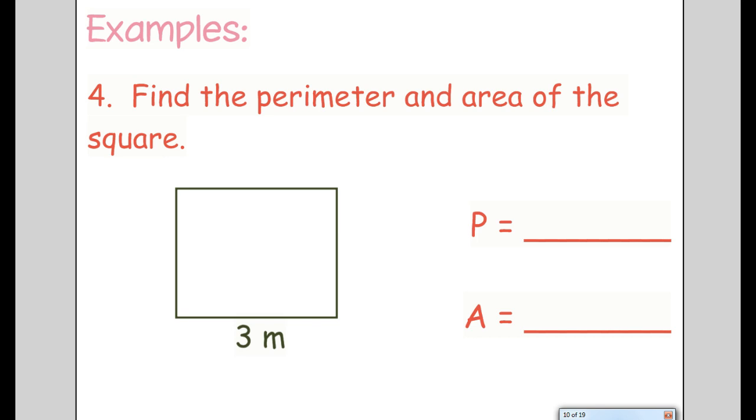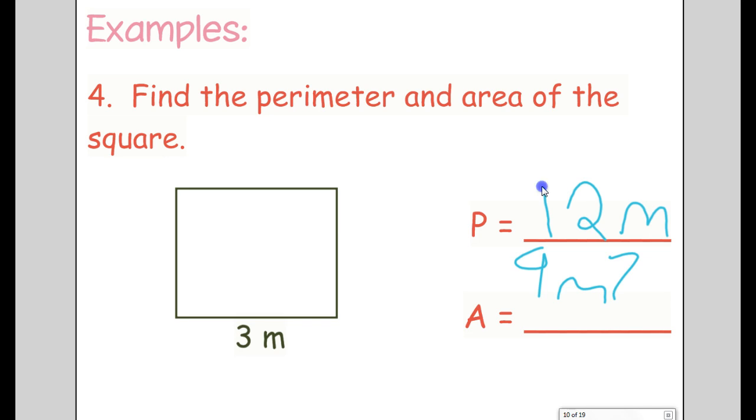Austin, perimeter. And Dimitri, area. Why is it dark around here? It's a concave figure, right? Okay, meters squared.